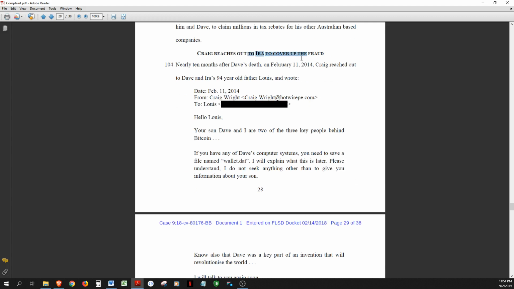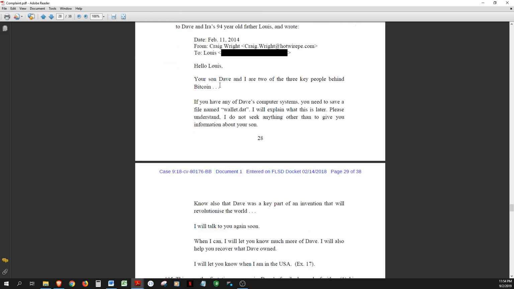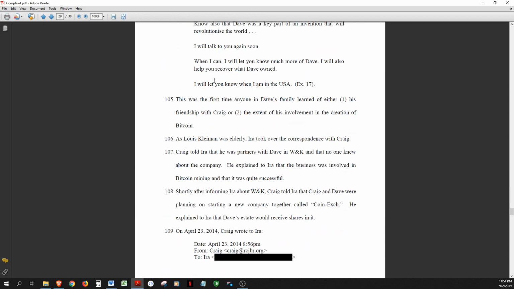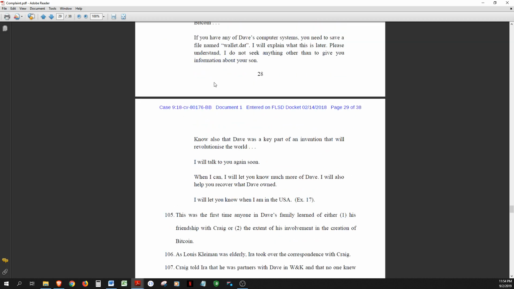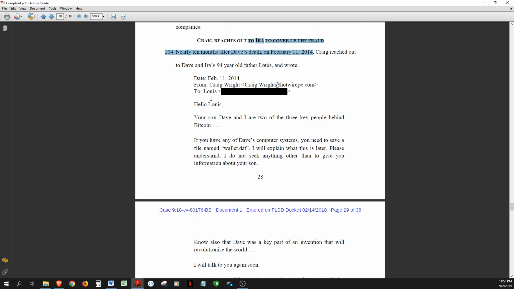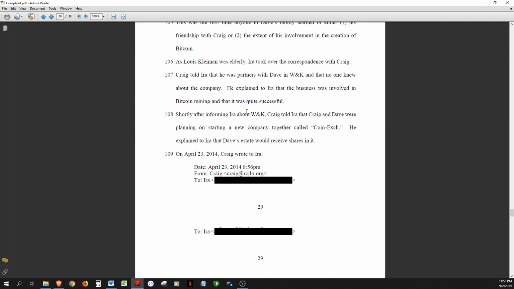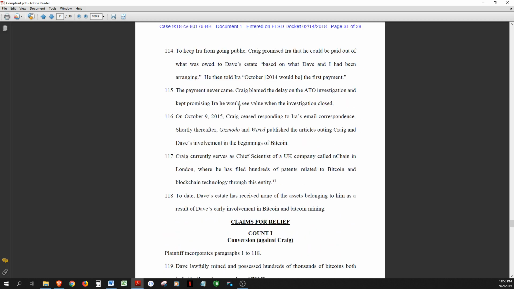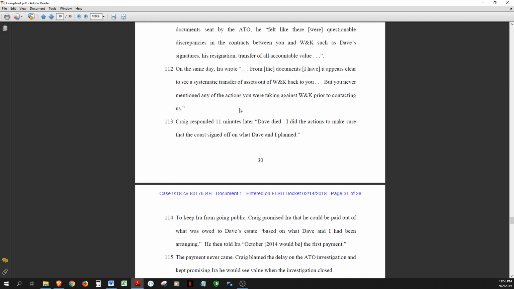So then he reaches out to Ira to cover up the fraud. Craig reached out to Dave and Ira's 94-year-old father, Lewis, and wrote. So basically, Craig reached out to Lewis, Dave's father, and that's when everything started to catch up.